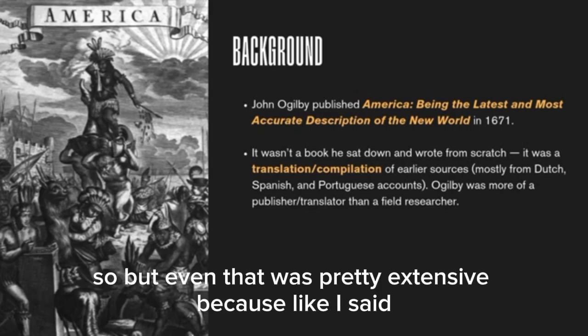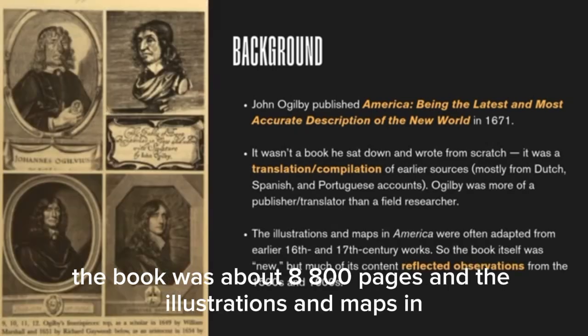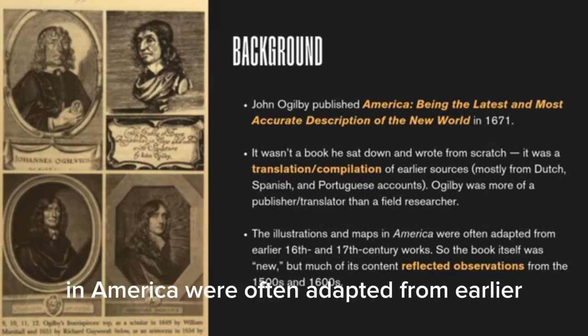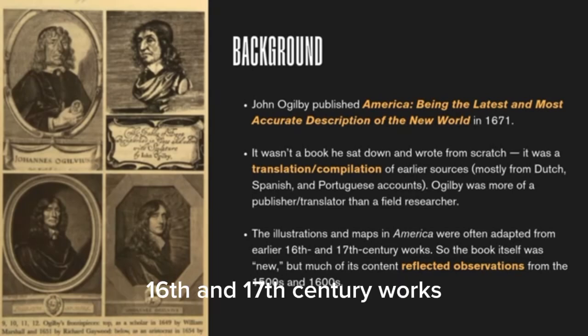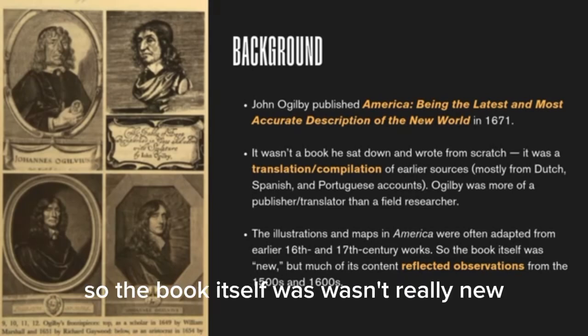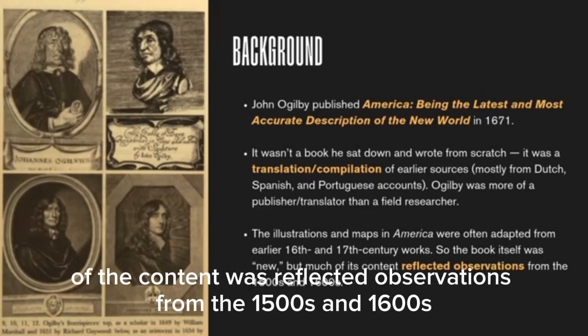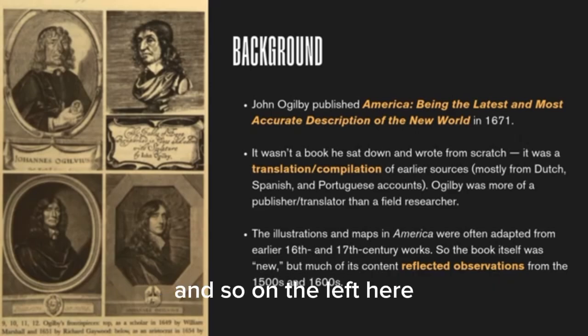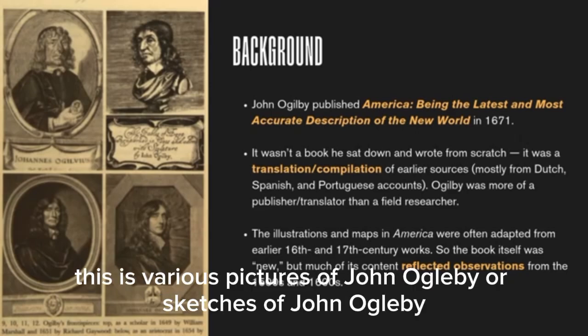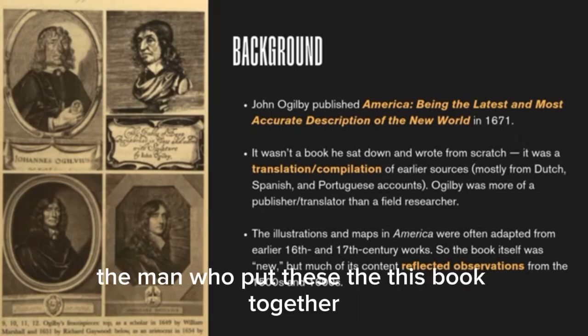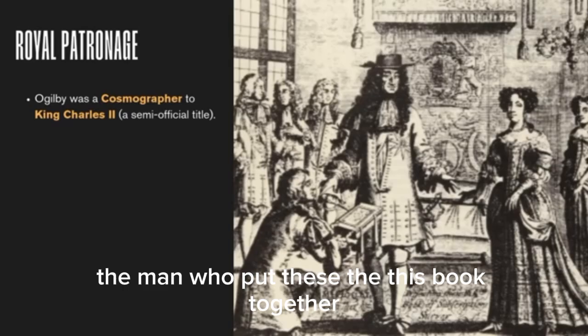But even that was pretty extensive because, like I said, the book was about 800 pages. And the illustrations and maps in America were often adapted from earlier 16th and 17th century works. So the book itself wasn't really new, but much of the content reflected observations from the 1500s and 1600s. And on the left here are various pictures or sketches of John Ogilby, the man who put this book together.